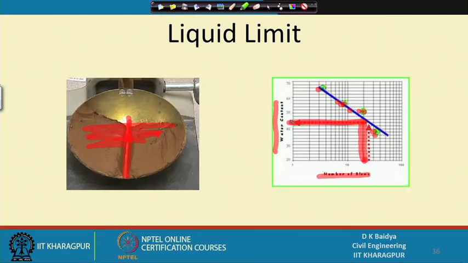When it is 30 millimeter, then you stop, record the number of blows, and collect the sample for measurement of moisture content. So, the moisture content and number of blows become 1 point; like that you get 5 points. You plot them in a semi-log plot, and from here, 25 blows and the corresponding water content become the liquid limit. So, like that one can find out the liquid limit of soil.